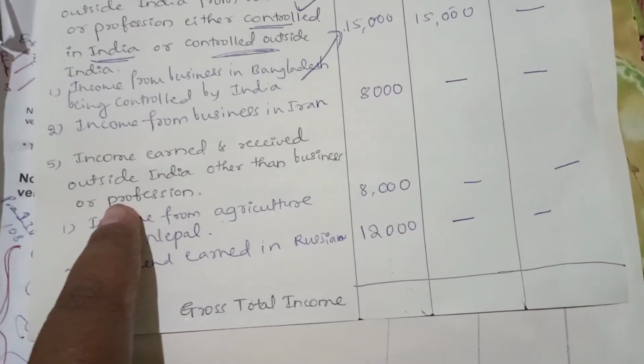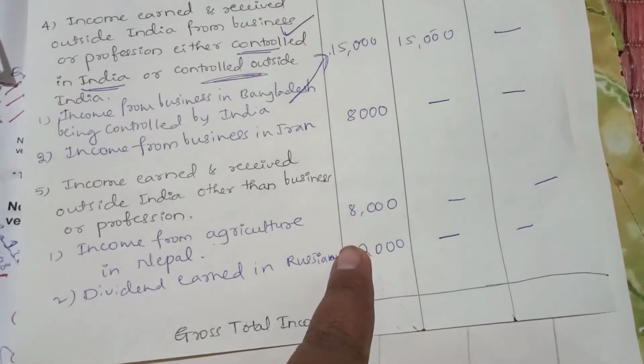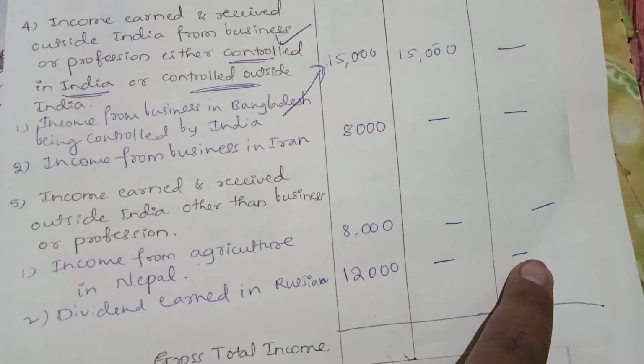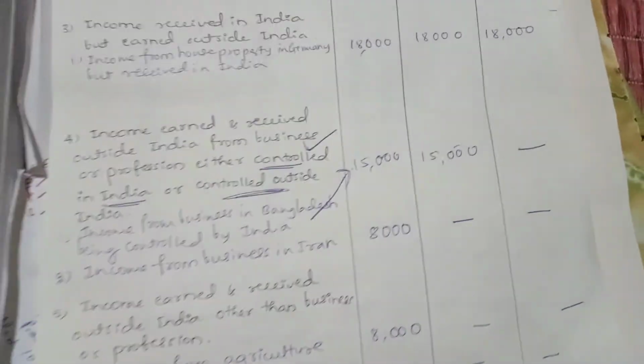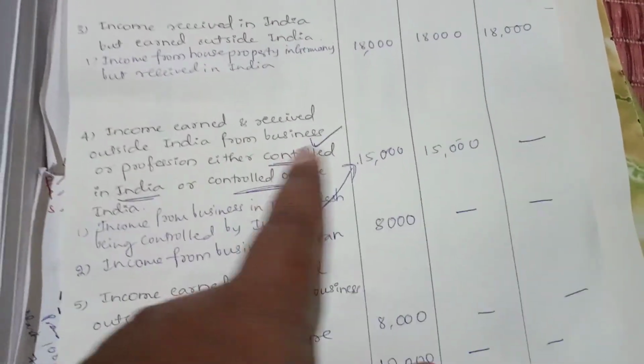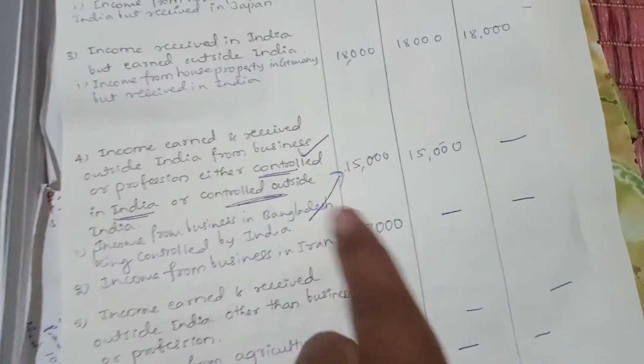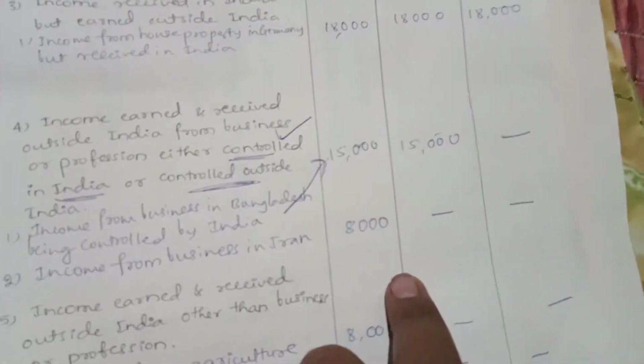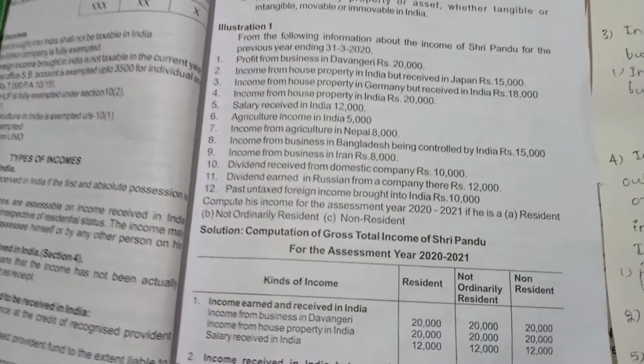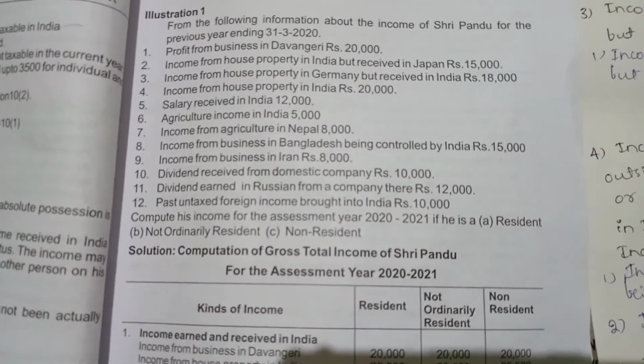Only in respect of this last source of income, only the first column is going to be taxed. In the next column it is going to be put as nil only. But in the earlier case, if it is controlled from India, two columns are going to be taxed. If it is controlled outside India, only one column is going to be taxed. Okay, next, go through the items.